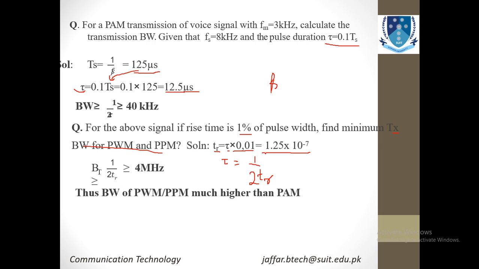You got the rise time, and if you want to find the bandwidth, you just, sorry, there is a misprint over here. So for the bandwidth, if you multiply 2 with this equation and divide by 1, you get 4 megahertz of bandwidth. So the bandwidth requirement for the PWM and PPM signal is much higher than PAM. You can see that the bandwidth requirement is 4 megahertz over here, and it was about 40 kilohertz over here. So here it is about 100 times more than the previous one.